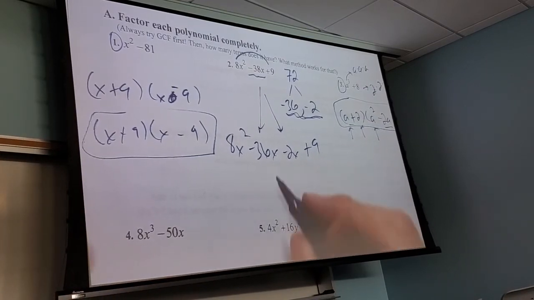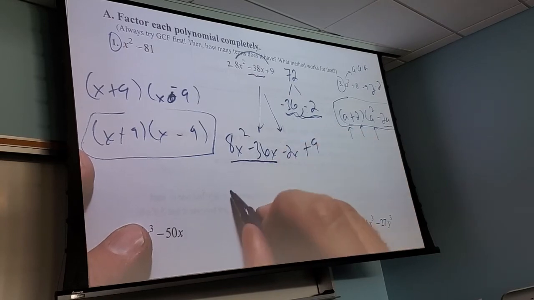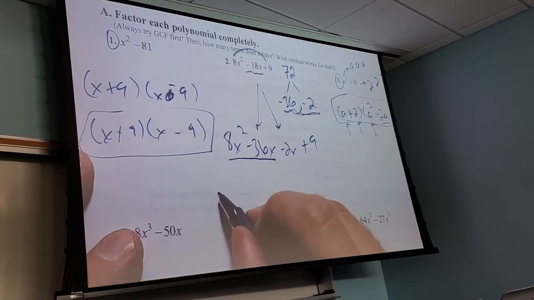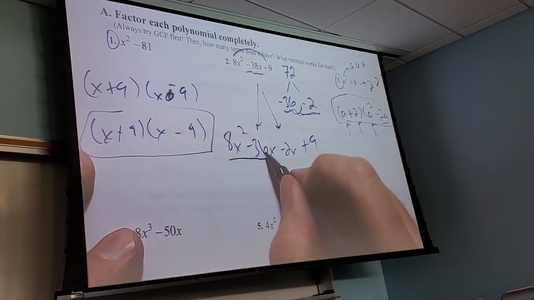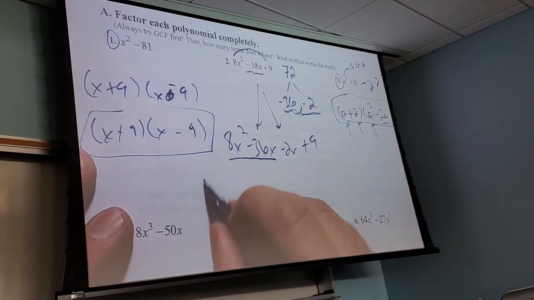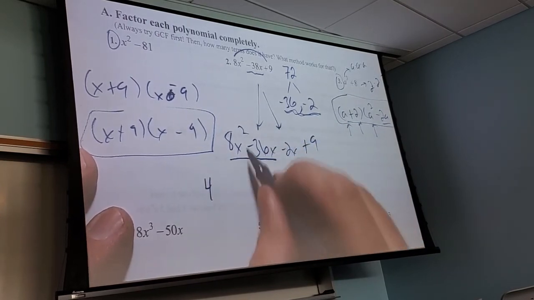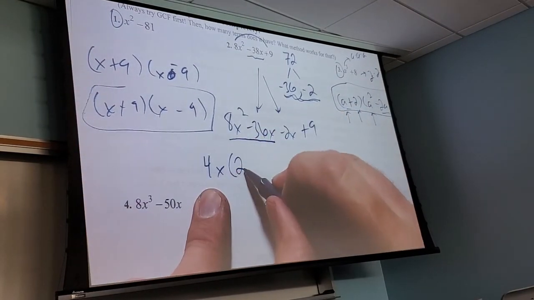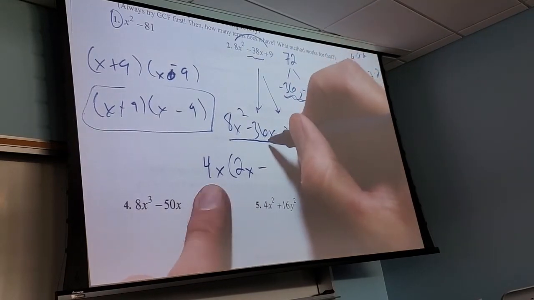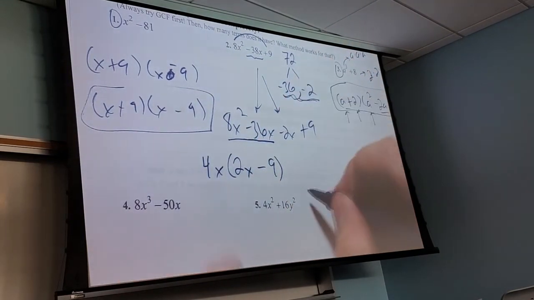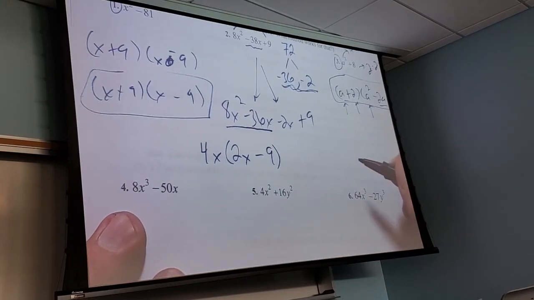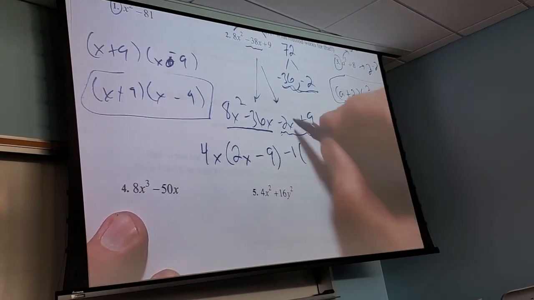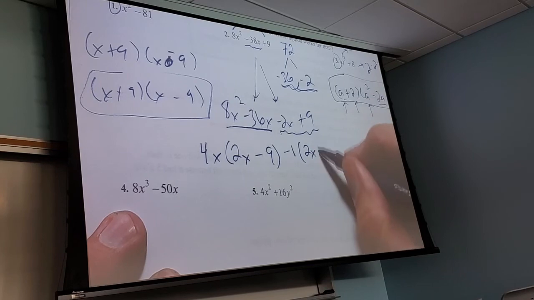So what comes out of these first two? 4x squared minus 36x. What comes out of these first two? Does 8 go into 36? Four. Yeah, so 4 goes into 8 and 36, and I can take one x out. So I took an x, and 8 divided by 4 is 2. I took an x away, and 36 divided by 4 is 9. Now what can I take out of these two? Negative 1. So then that becomes positive 2x, and then 9 becomes minus 9.